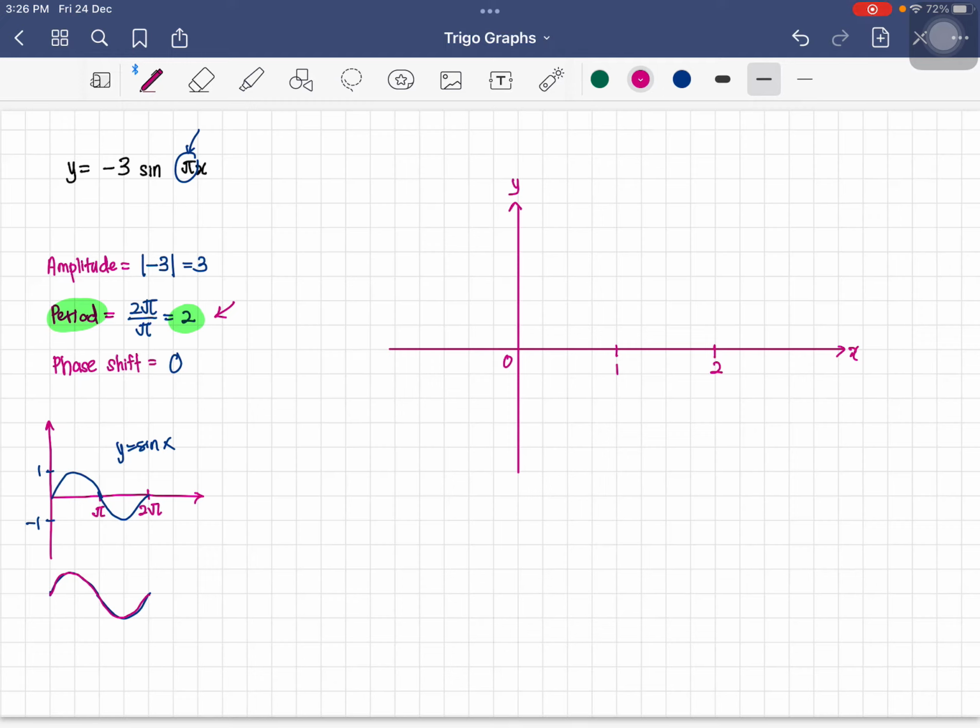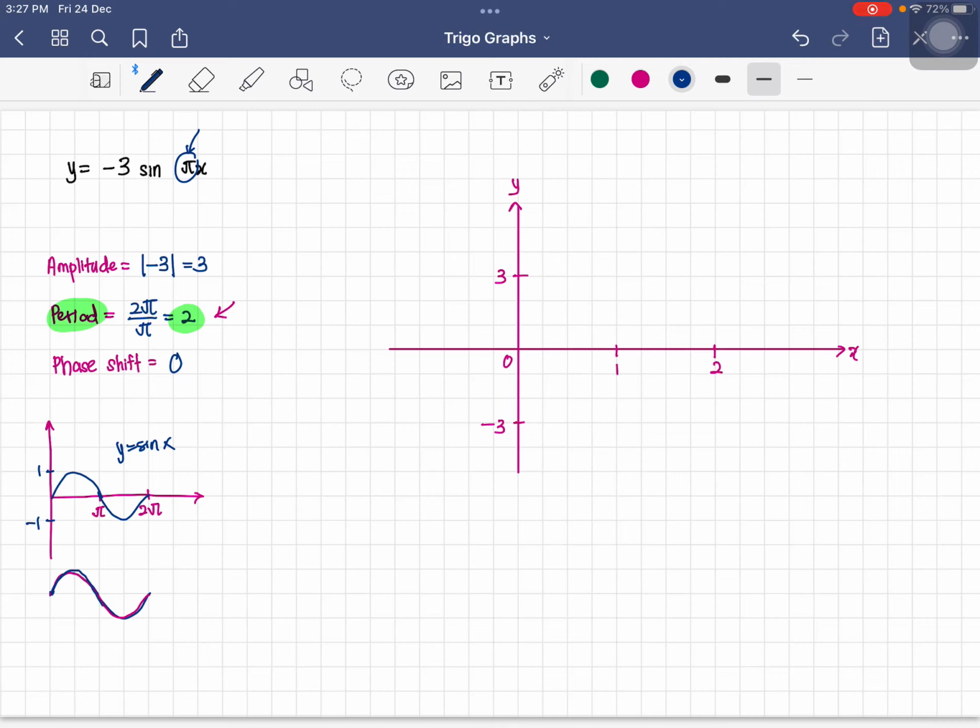And the amplitude is actually positive 3. So let's say I have 1, 2, and 3. All right, so positive 3. Let's just assume a positive 3 is here. All right, so my -3 is here. All right, so how do I sketch this graph? So of course my graph would look like this.